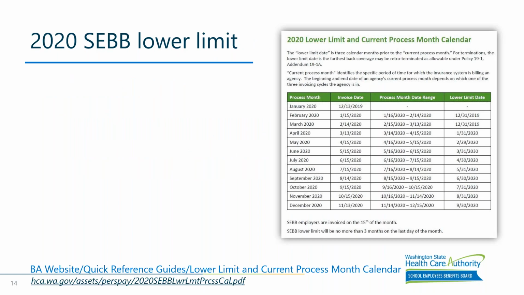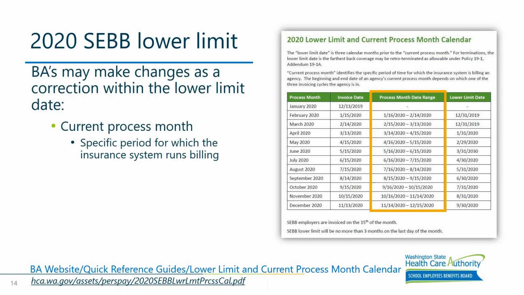So this is the 2020 lower limit and current process month calendar. It's separated into 4 different columns. And again, you can find this on the BA website under Quick Reference Guide, and then scroll all the way to the bottom and click on the link Lower Limit and Current Process Month Calendar. So BAs may make changes as a correction within the lower limit date. So the current process month that you see highlighted in the yellow box there is a specific period for which the insurance system runs billing.